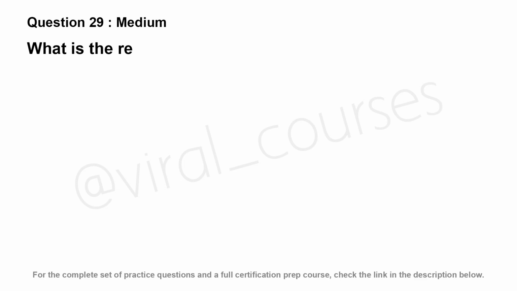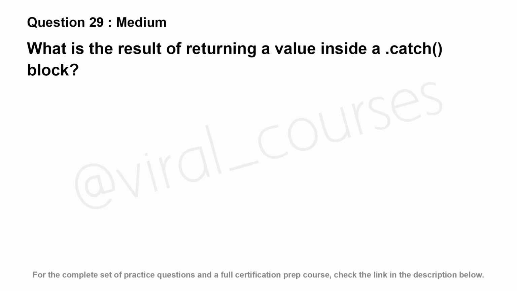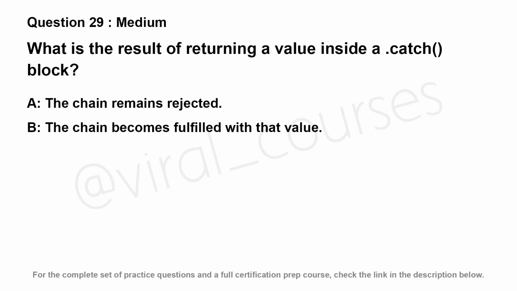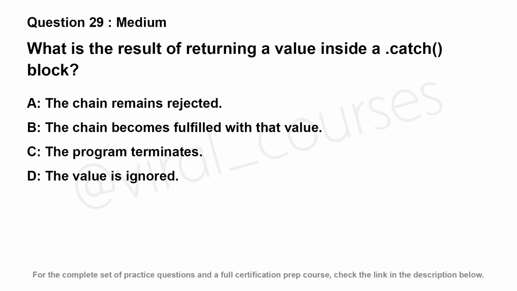What is the result of returning a value inside a catch block? Option A, the chain remains rejected. Option B, the chain becomes fulfilled with that value. Option C, the program terminates. Option D, the value is ignored.